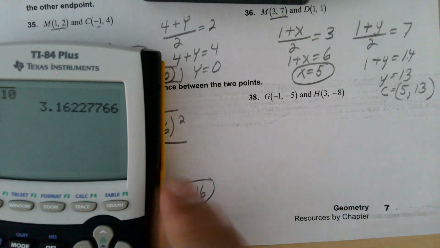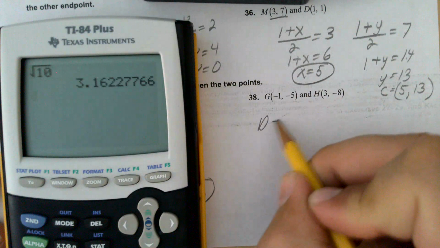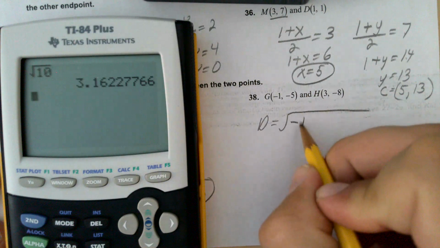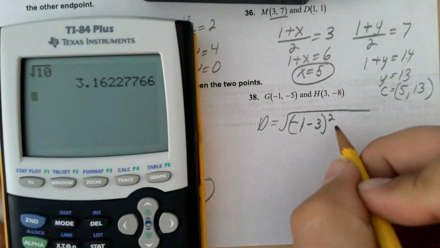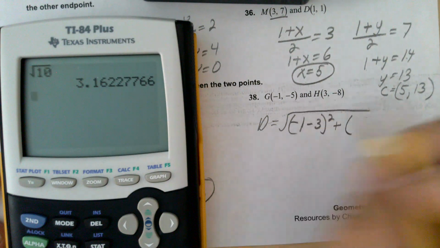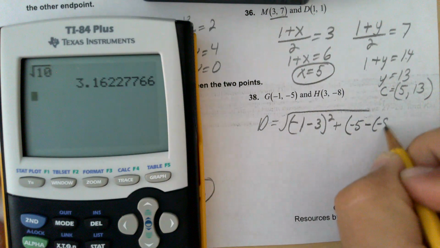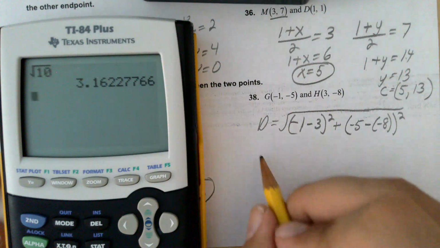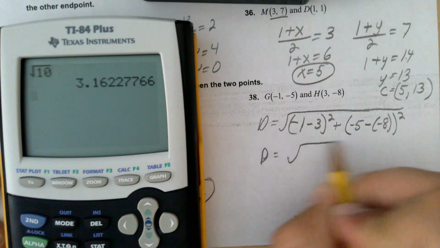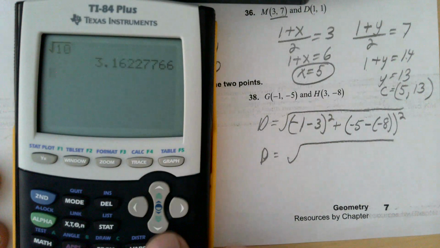Number 38, the last question, should be just as easy. It doesn't matter these numbers. I take my x value minus the other x value and I square it. I then add the differences in y's. I see a negative 5 minus a negative 8, and I'm going to square that whole thing. So I'm going to clean that up. And I can do these calculations in my head, but if you struggle, you can type this into the calculator.